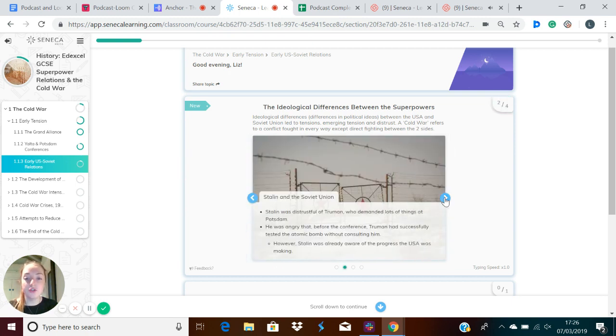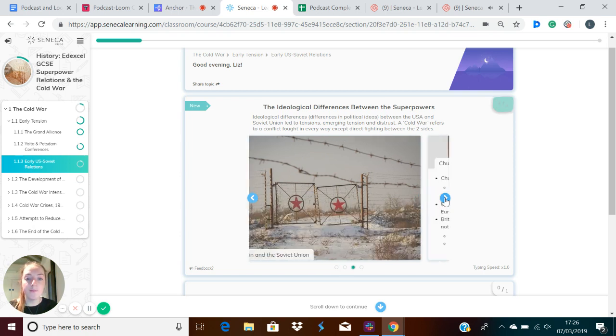Stalin was distrustful of Truman, who demanded lots of things at the Potsdam Conference. Stalin was angry that, before the conference, Truman had successfully tested the atomic bomb without consulting him. However, Stalin was already aware of the progress the USA was making in the atomic bomb.